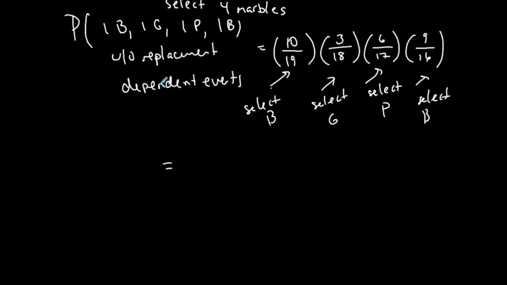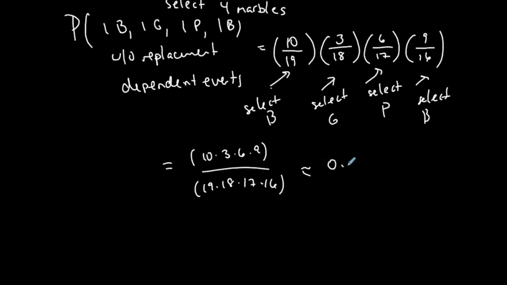The probability, I go and I select a blue, a green, a purple, and then a blue without replacement in a bag of marbles that has this many blue, this many purple, this many green. So if you're doing this on your calculator, you're 10 times 3 times 6 times 9 on top, all over 19 times 18 times 17 times 16. And then again, we're going to put that in 10 times 3 times 6 times 9 divided by 19 times 18 times 17 times 16. We're going to put that in decimal form.